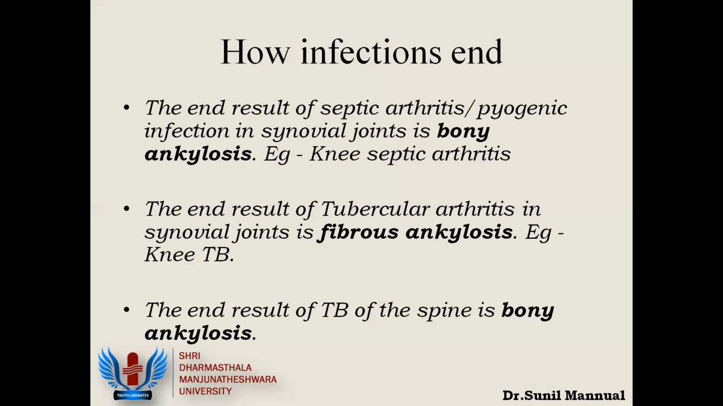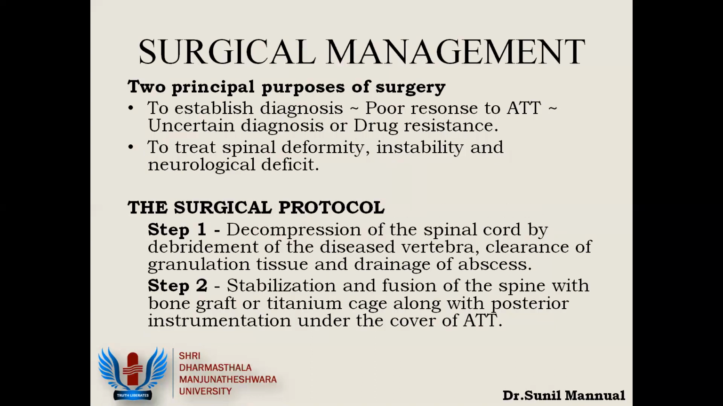Moving on to slide number 25. So coming to surgery. No discussion on tuberculosis from an orthopedic surgeon should end without telling you about surgery. So the two principal purposes of surgery would be, one, to establish the diagnosis. Where do you have the doubt? We have the doubt when there is poor response to ATT. We've given ATT for 4 weeks, not much response, patients are not improving, but we are very sure it is tuberculosis. So let's go for a surgery. Let's take out some biopsy. So that would be one thing.